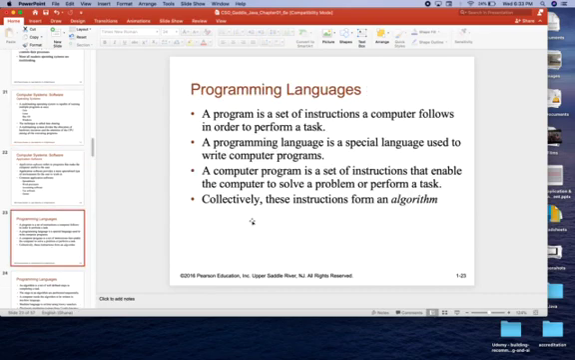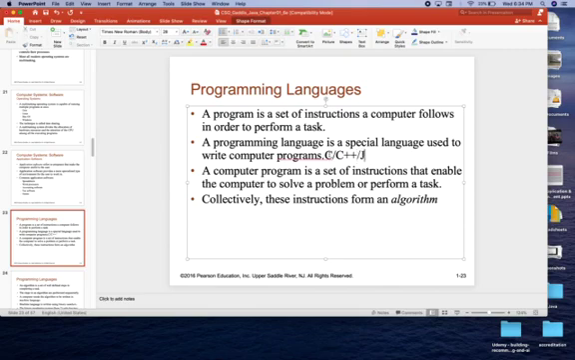Okay, so on programming languages. A programming language is a special language that is used to write computer programs. You may have heard of C, or not. I know you have done C++, and now we are in the class for Java. All of these are examples of programming languages.